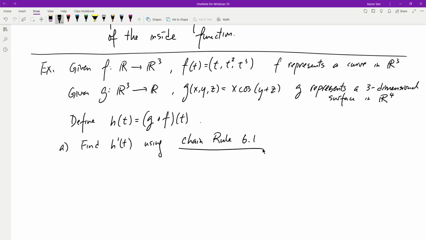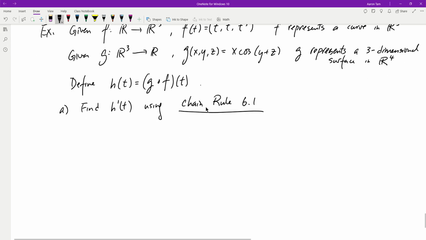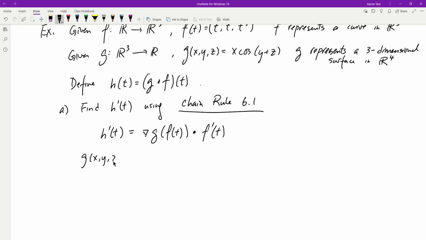Okay, so how do we do that? It's actually pretty simple. According to the chain rule 6.1, h prime of t would be equal to the gradient of g at f of t, dot product f prime of t. So I just have to form these two things and then do the dot product. Let's start with g. g of x, y, z is equal to x cosine of y plus z.